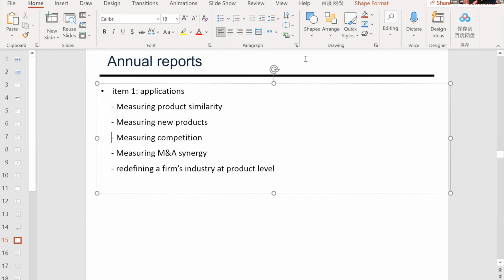So the textual analysis here for the product description is not just helping us to get the similarity, it also helps us to define a firm's industry. We can define a firm's industry at the product level, like which products the firm is actually making right now. It's a much more refined way. So for Amazon, if you check Amazon's product description, you will see they have the online platform, the AWS, and they have other services as well. You look at all the products Amazon is talking about, so you can define which industry Amazon is in based on the products they are producing and the services they are providing. So these are the applications of item 1.